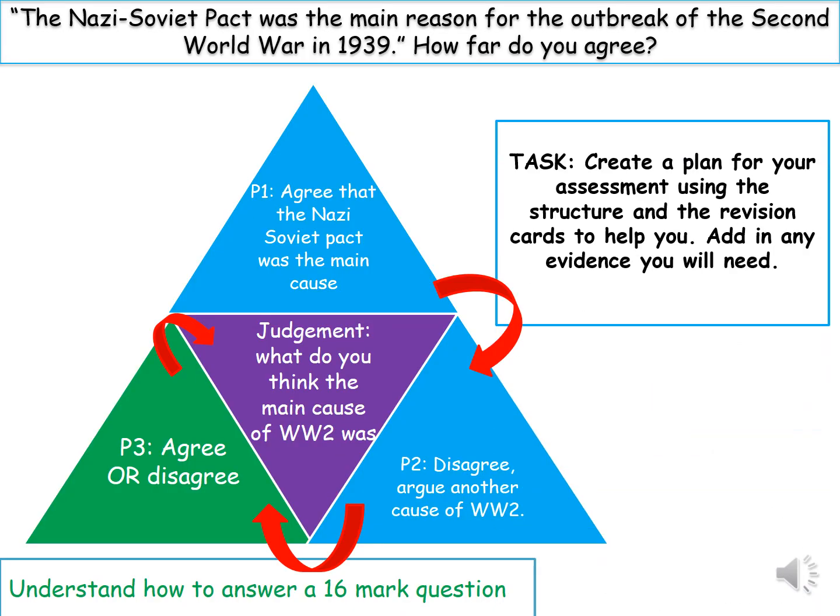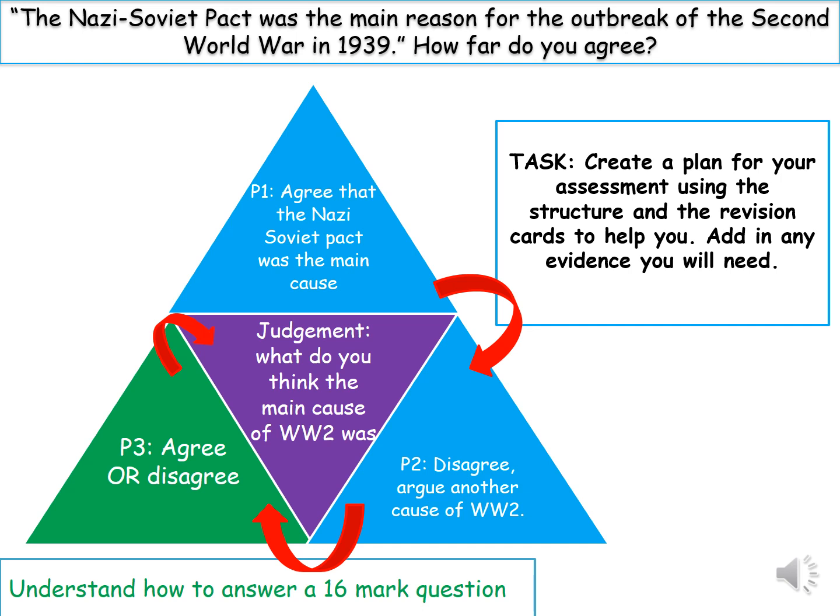What I'm going to ask you to do now is to create a plan for your assessment using the structure and the revision cards that are attached to help you. For your paragraph 1, you need to look for evidence that agrees with the statement that the Nazi-Soviet Pact was the main cause of World War II. Your statement is saying the Nazi-Soviet Pact was the main reason for the outbreak of the Second World War in 1939. How far do you agree? Your first paragraph is going to agree with that and say, yes, it was the Nazi-Soviet Pact. So you need to find evidence.